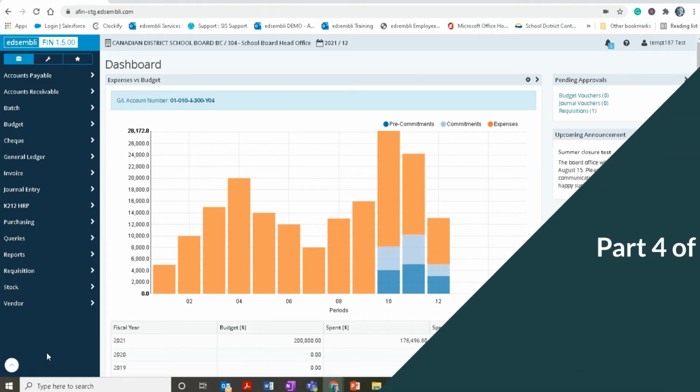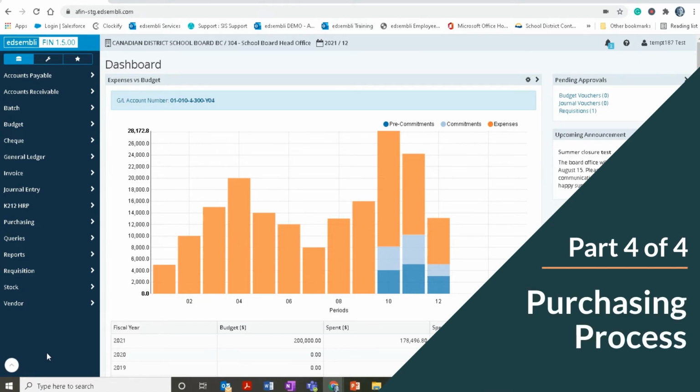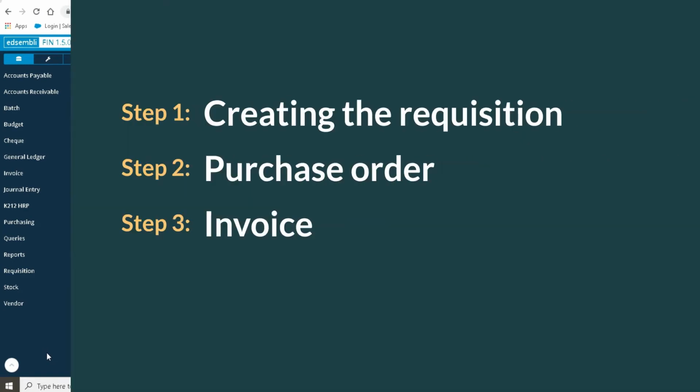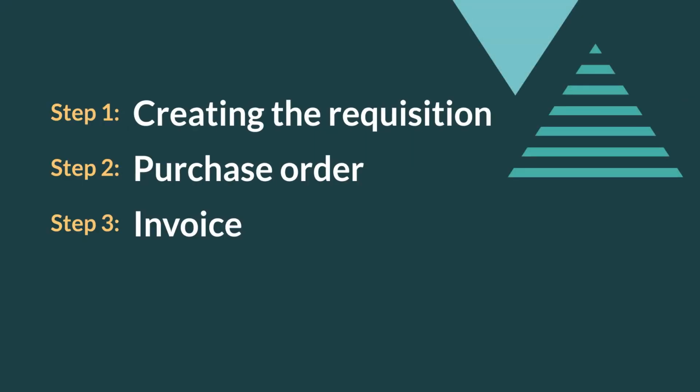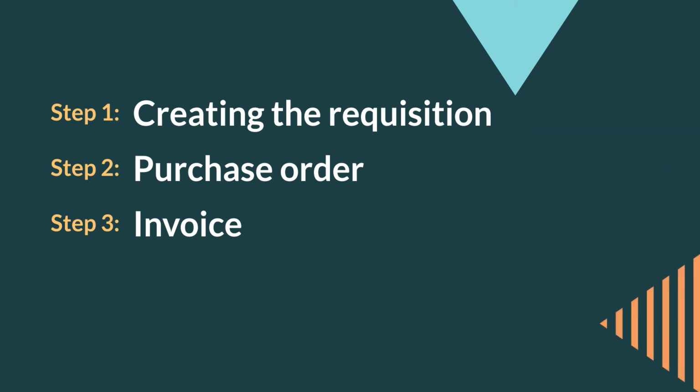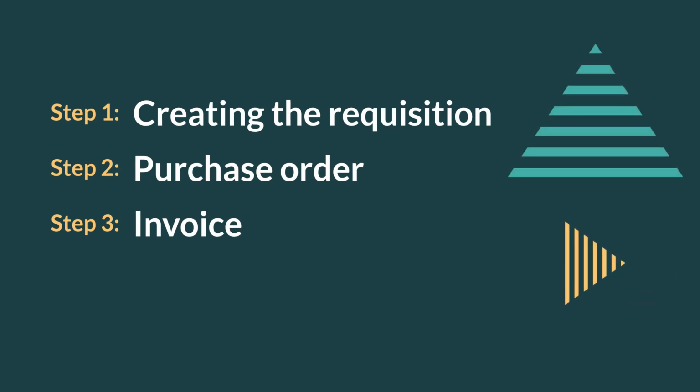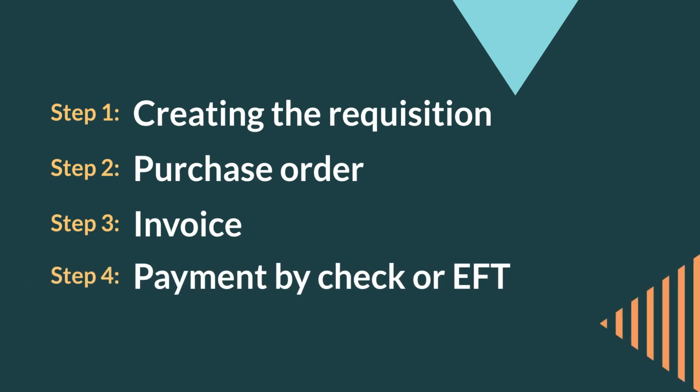This is the fourth video of our four-part series focused on the purchasing process. In the previous videos of this series, we looked at the first 3 steps in the requisitions to check purchase workflow. So today, we are going to look at the final step, how to pay an invoice.